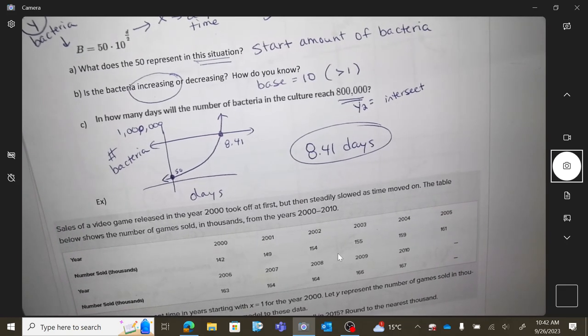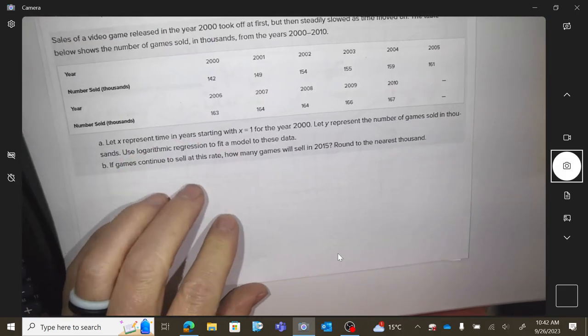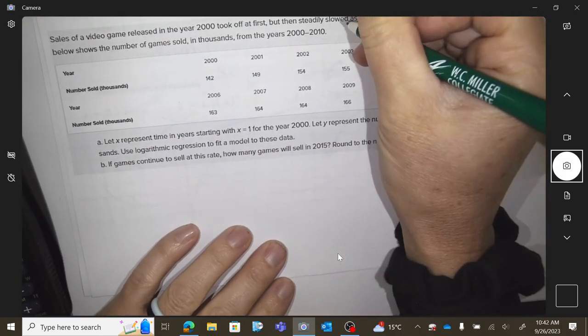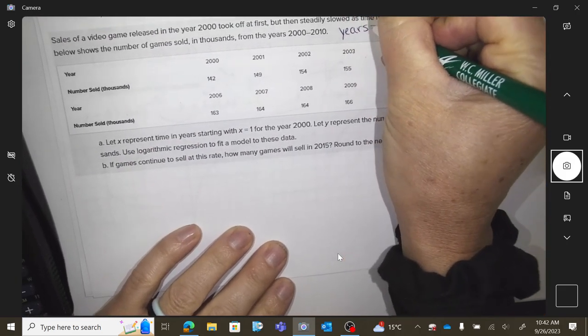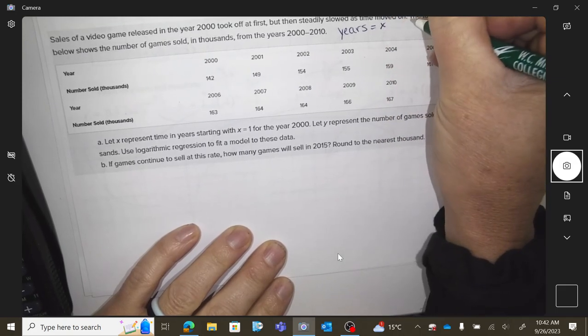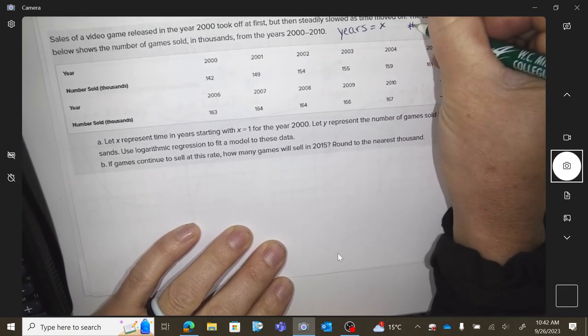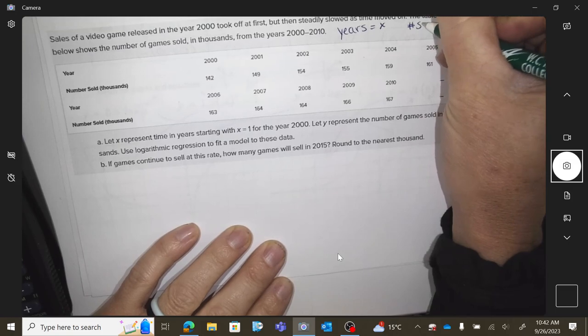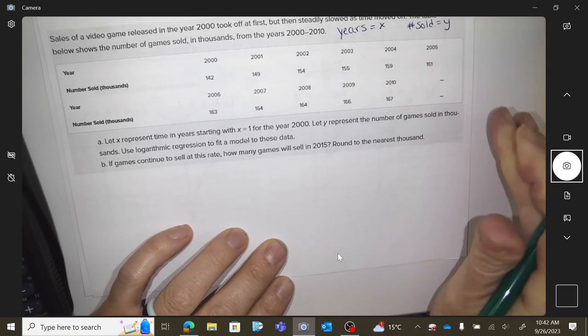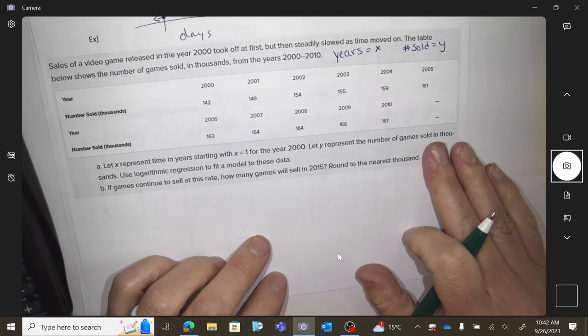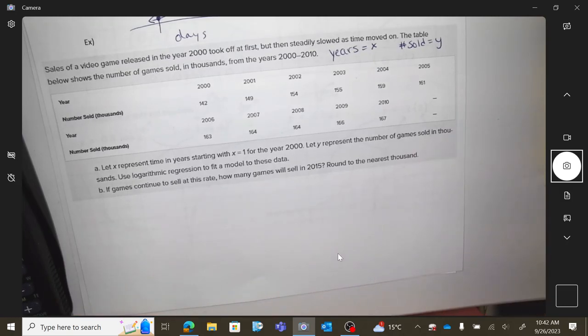Okay, a chart. So let's go here. Years would be our X, and the number of video games sold equals the Y. So that's important for you to know. Make sure you define your variables.